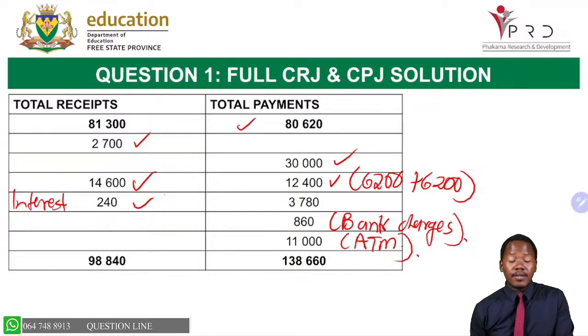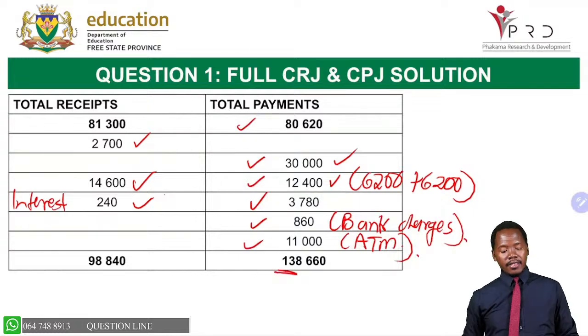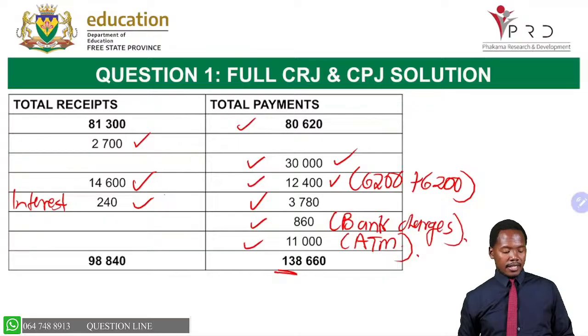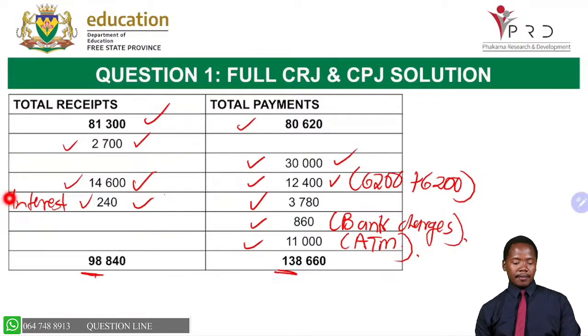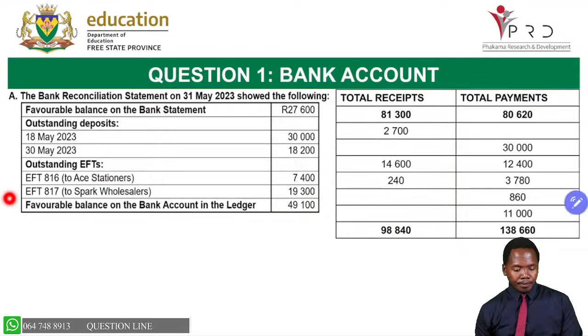Now when we say 80,620 plus 30,000 plus 12,400 plus 3,780 plus 860 plus 11,000, we get a total of 138,660. And then going to the CRJ, 81,300 plus 2,700 plus 14,600 plus 240, we get a total of 98,840. Now we're moving on.